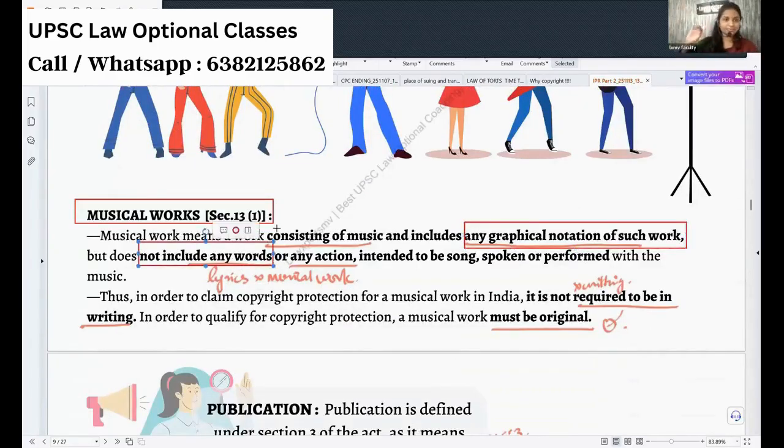So in a song there is music as well as lyrics. Are lyrics protected under the musical work? No, they are protected under literary work. It is not protected under musical work. Musical work protects only the music and also the notes that are written. That's it. And also dancing, any action that is done, is also not protected under the musical work. Musical work comes up very clean. It protects only the music and also the notes. That's all.